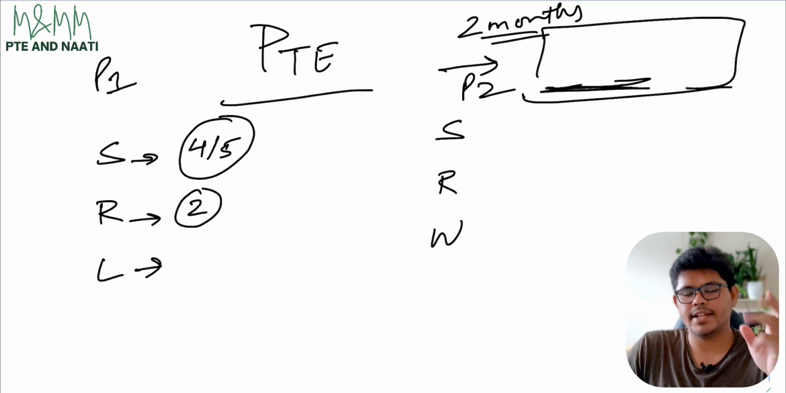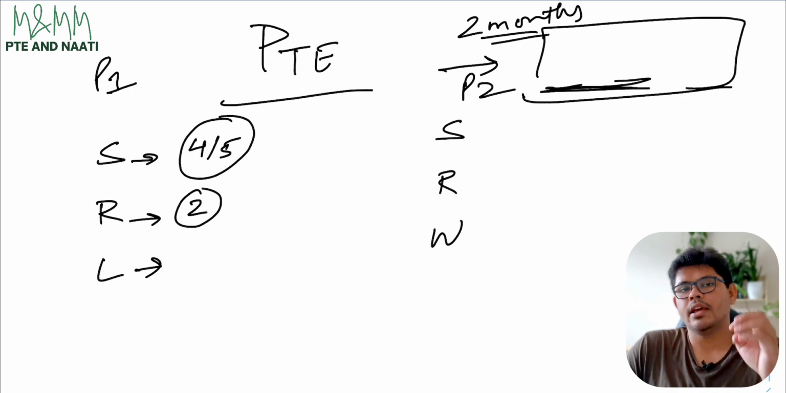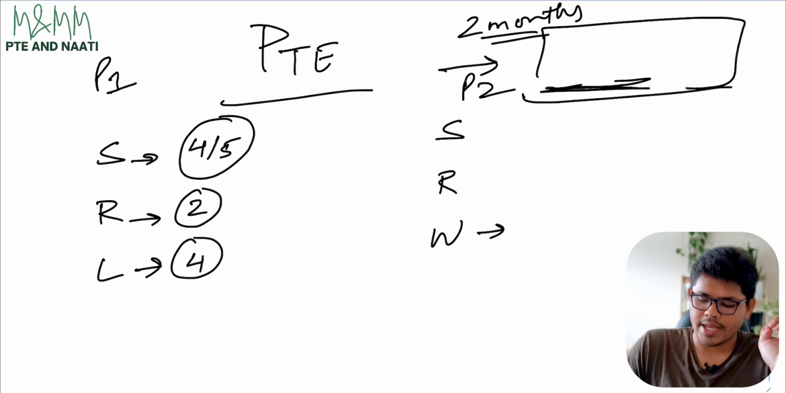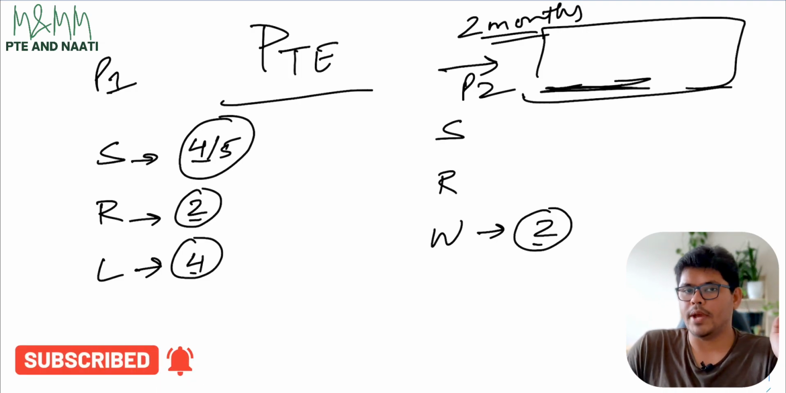When I say listening, it is 4 topics: summarize spoken text, write from dictation, fill in the blanks listening, and highlight incorrect words. So 4 topics. All right, and when I say writing, it is 2 topics, both the topics that you anyways have: summarize written text and essay. So 4 plus 2 is 6, plus 4 is 10, plus 2 is 12.